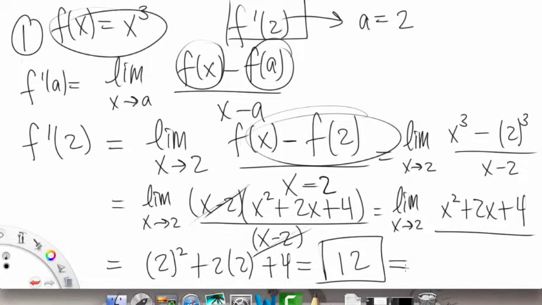Okay, so this is what we get for our value of f prime of 2, the first derivative evaluated at 2. Okay, so that was the first method, using our x and a, right? Now let's do it the second method way.